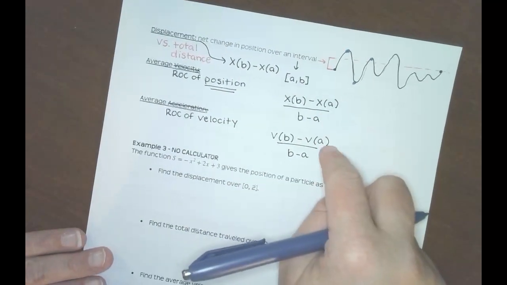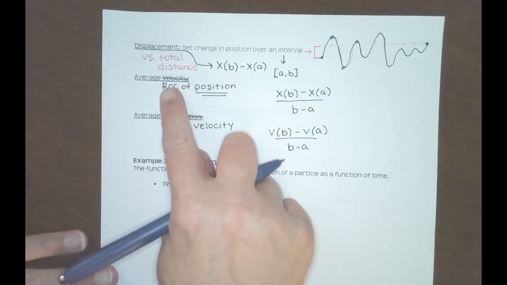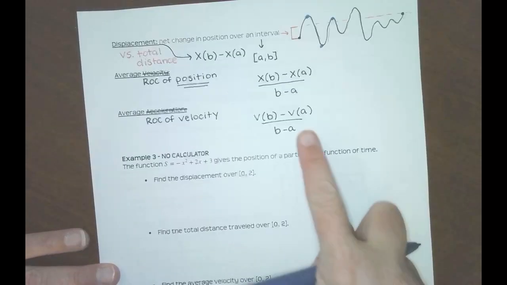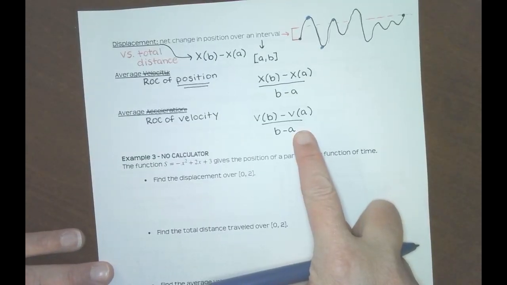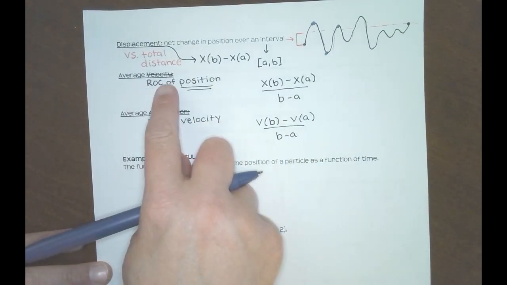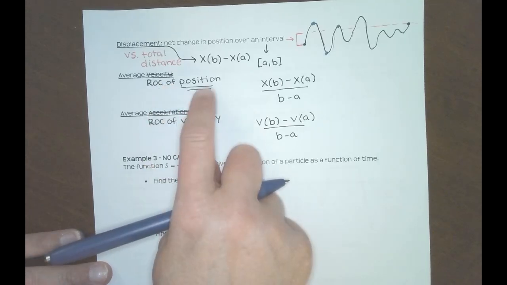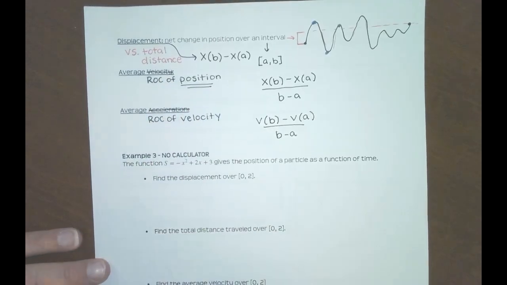We'll talk about that some more with this example here, but just know that this is a super common mistake I see people make. When I ask average velocity, they almost always want to use the velocity function. And remember, you're looking at what is changing when you're talking about velocity. It's the position that's changing.